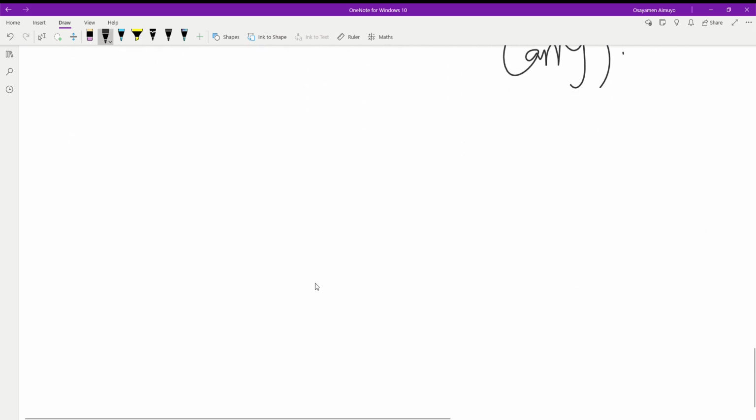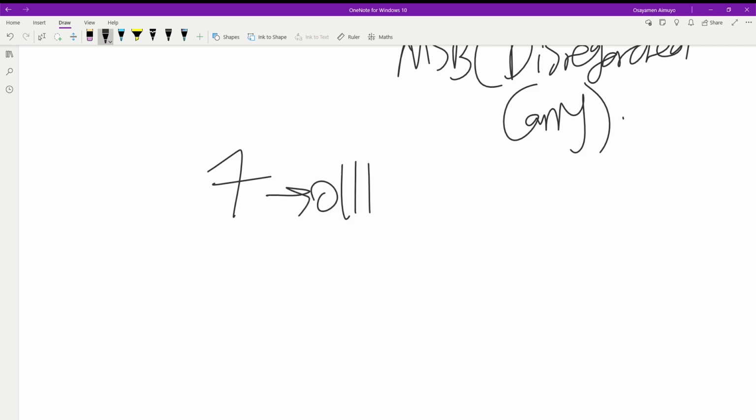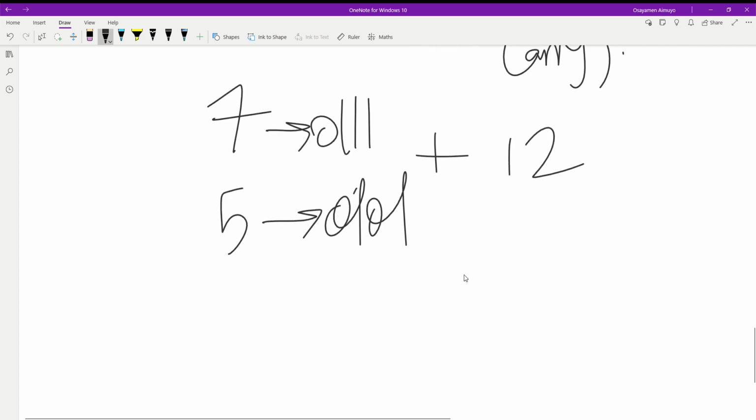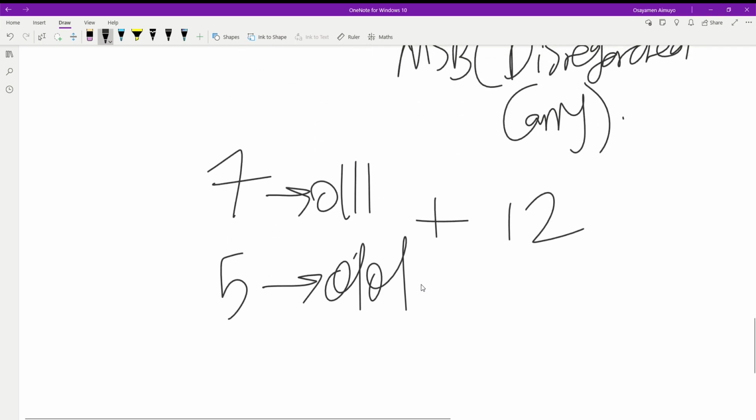Okay, let's try an example. Remember, 4-bit world. So let's say we have 7, right? Which is this in 4 bits. And 5, which is what? So if we add these two, we get 12. But let's see what happens.